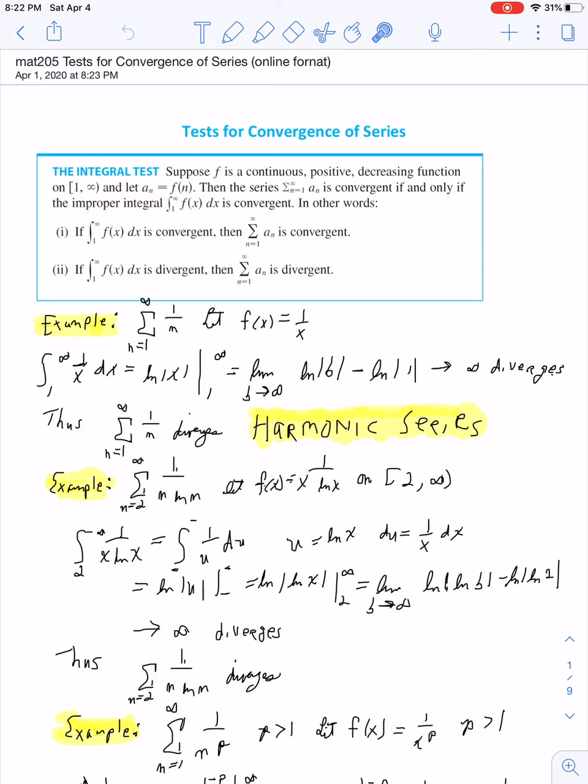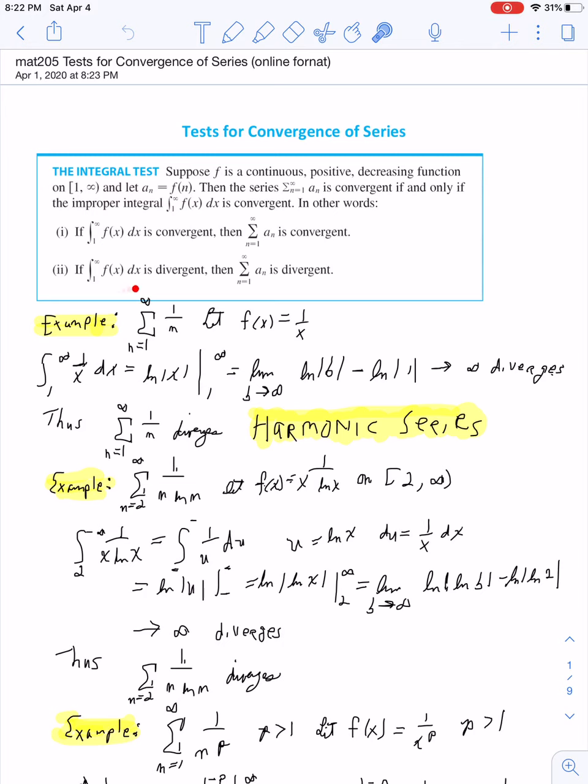Well, a sub n is just the function that we're looking at evaluated at n. So the integral test gives us a way to figure out whether or not this series converges by looking at this integral. If this integral converges, then so does that series. Now, remember, we can only use the integral test on functions that are continuous, positive, and decreasing. Okay, so let's look at how we might use the integral test.